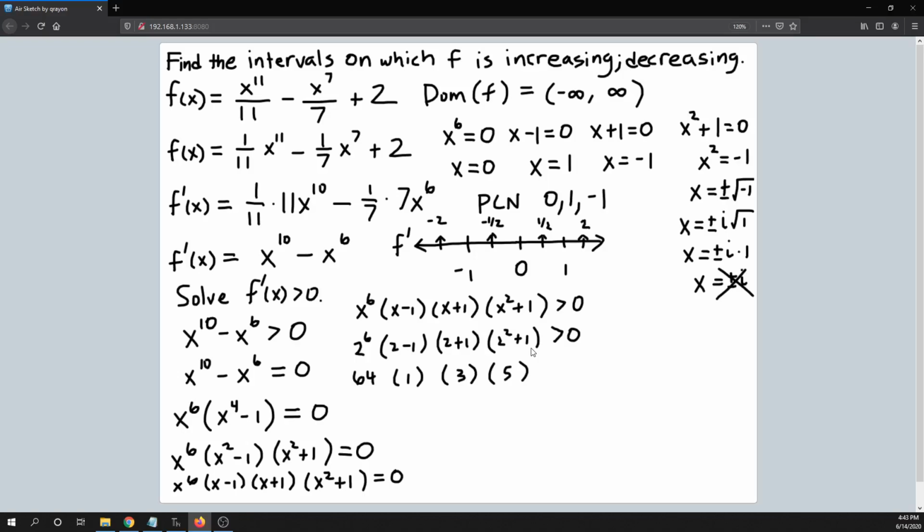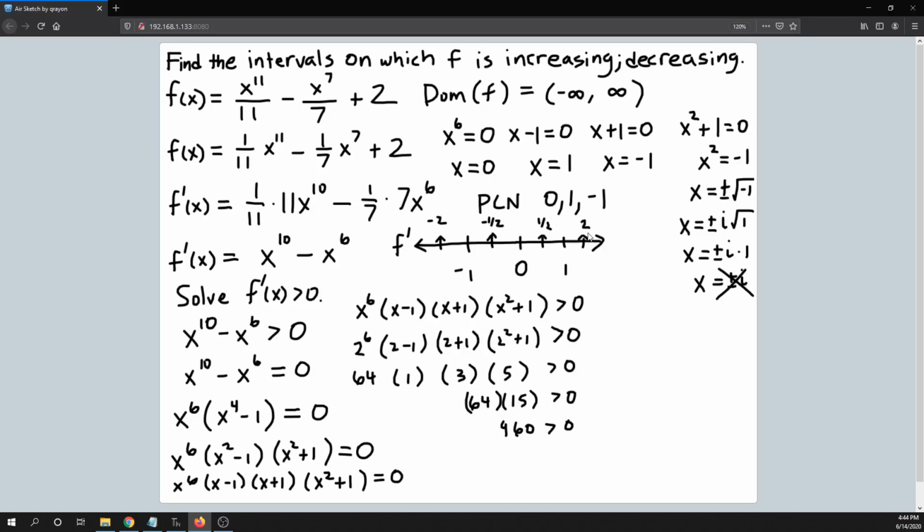Okay. So I get 64 times 15. And that's going to be 640 plus 320, right? 640 plus 320 is 960, I think is right. Okay. All right. So I get 960 right on that one. So that means that 2 is a solution to this inequality right here, right?